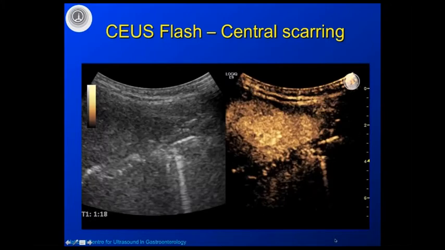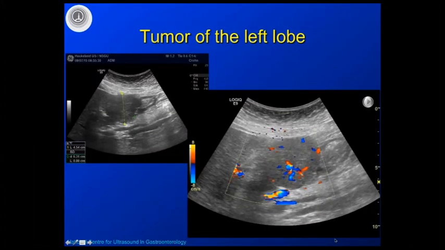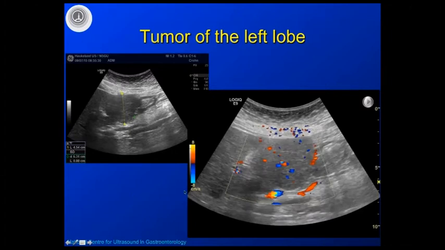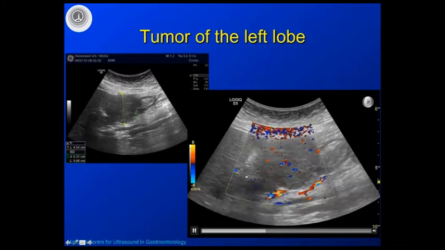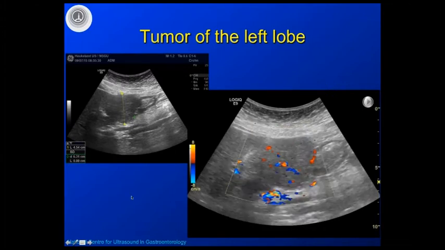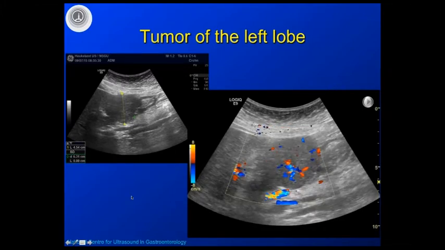Classical finding of FNH. And we have a tumor of the left lobe, and from Doppler study only we can suspect that there is a central artery. So let's see if CEUS can confirm this finding.